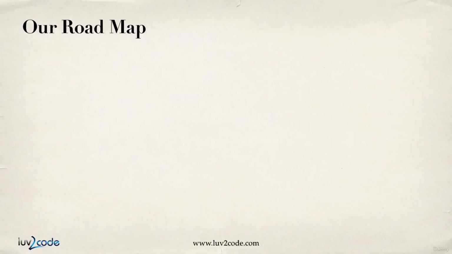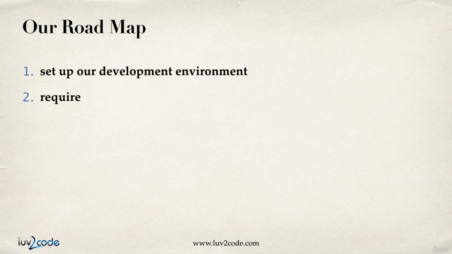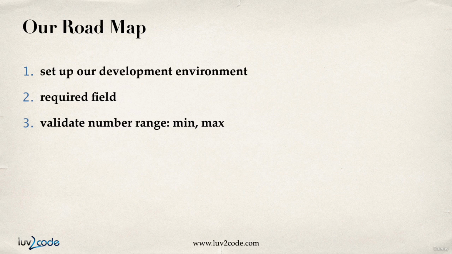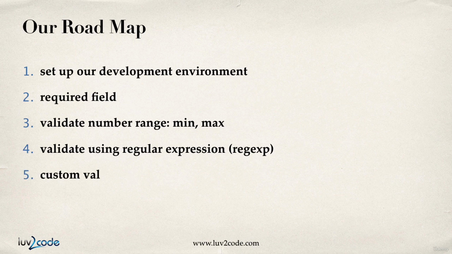All right, so let's go ahead and take a look at our roadmap as far as what we're going to do. First thing we're going to do is set up our development environment. Then we'll write code to check for a required field. Next, we'll validate a number range with min and max. Next, we'll move forward and apply regular expressions. And then we'll do custom validation. This is kind of like the big grand finale. We'll actually create our own custom validation rule along with our own custom Java annotation. Really great stuff, so stay tuned. We'll walk through each of these step by step in the following videos. So I'll see you there in the next video.